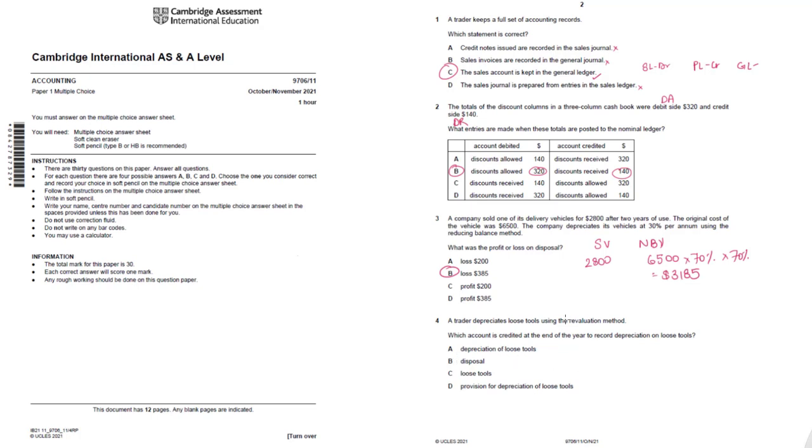A trader depreciates loose tools using the revaluation method. Which account is credited at the end of the year to record the depreciation on loose tools? So when you maintain an account on revaluation method, you don't have a separate accumulated depreciation for that particular asset. So you will credit that asset itself. Basically, the journal entry would be income statement debit and that asset credit, in this case, loose tools credit. So option number C.